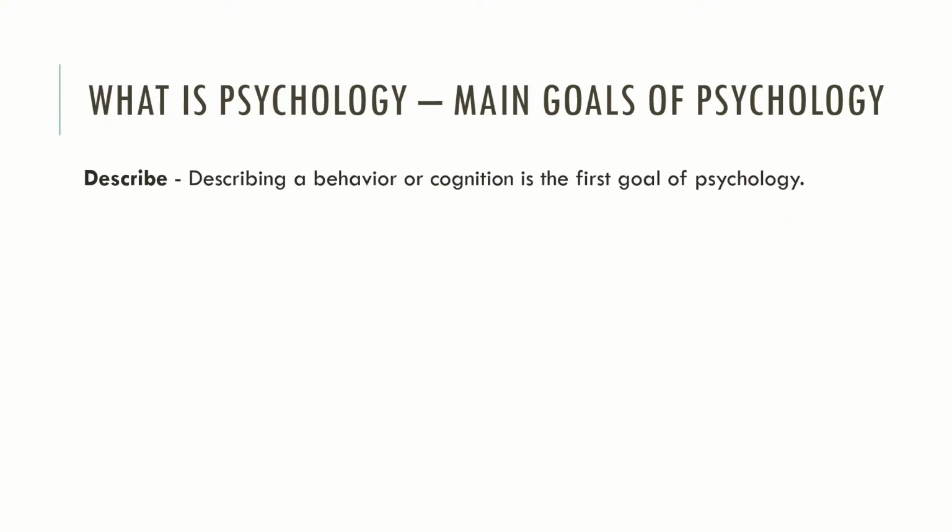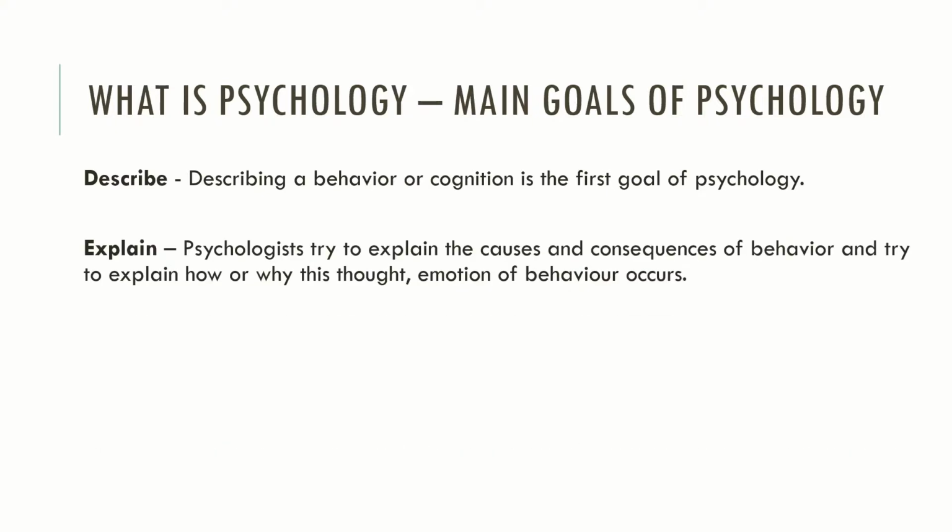Psychology is aimed at describing behavior or cognition and developing laws of human behavior. The second goal is to explain. Psychology is focused on explaining how behavior and cognition influence human development and human relationships.